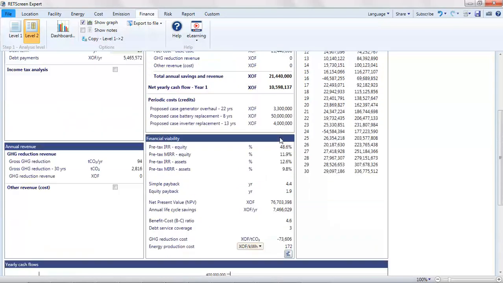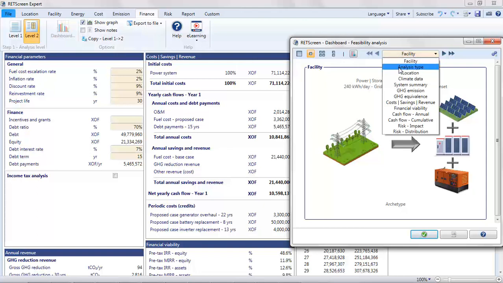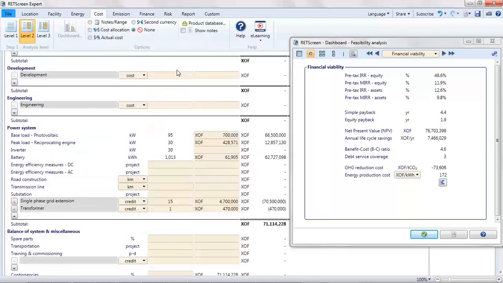The financial viability of this project is strongly dependent on the costs of grid extension. For a shorter, less costly grid extension, the proposed case might not make sense. For the current set of assumptions, we can estimate this critical distance below which grid extension would be preferable to photovoltaics. Let's say I want to target a 20% pre-tax IRR on equity. I open the dashboard, look at financial viability parameters, and then adjust the length of grid extension on the cost worksheet until I hit the targeted IRR. It looks like the critical distance is around 7 kilometers.